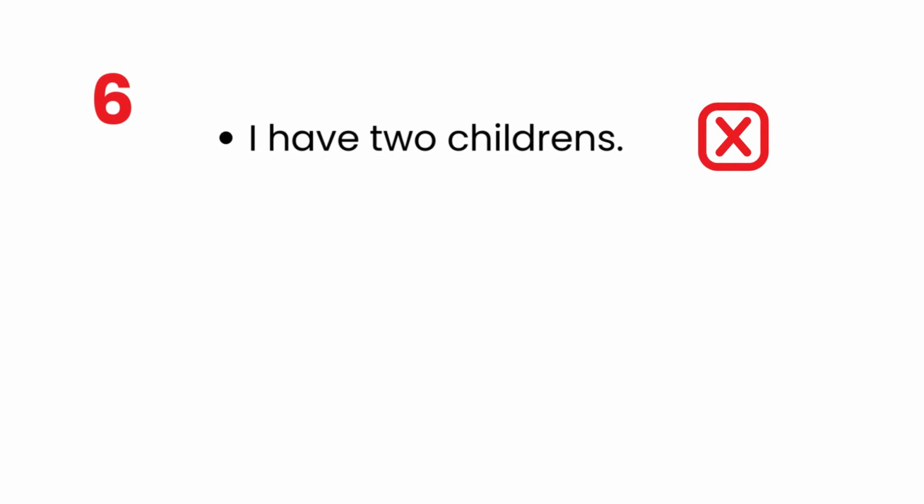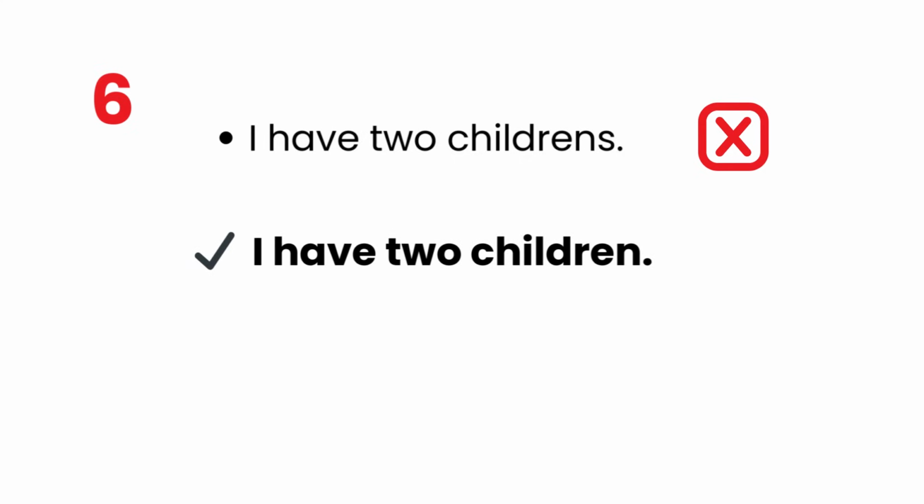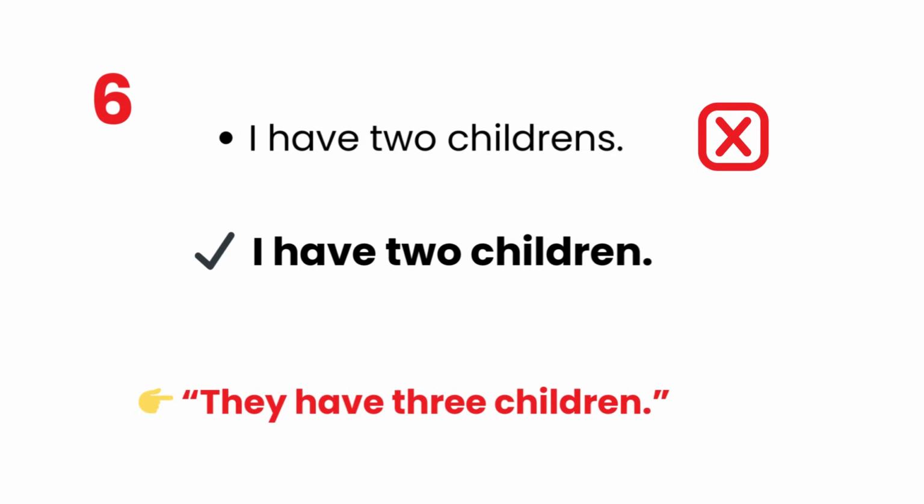Number 6. I have 2 children. Wrong. Child என்பதோட plural தான் children. So, திரும்பவும் நீங்கள் ஒரு s என childrenோட எண்டில் சேர்க்க வேண்டியது இல்லை. Okay. I have 2 children. That is correct. Now, say this sentence with me. They have 3 children. Got it?